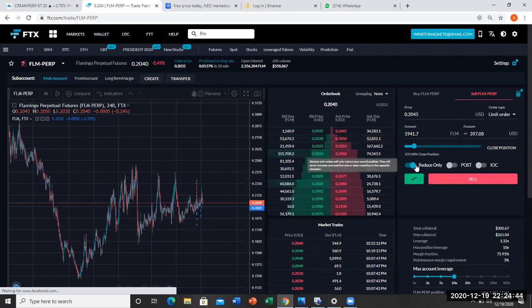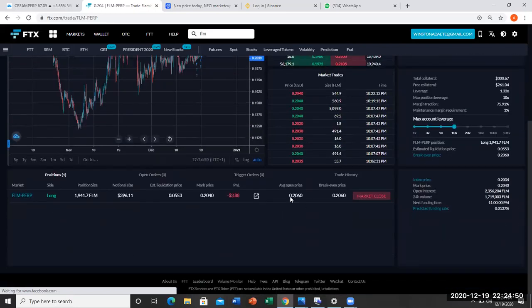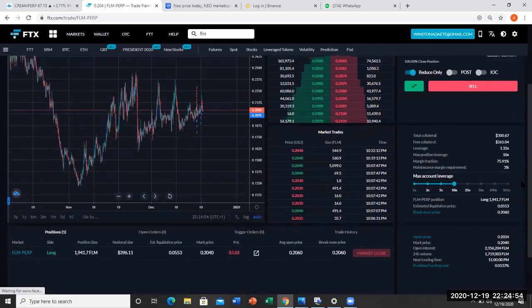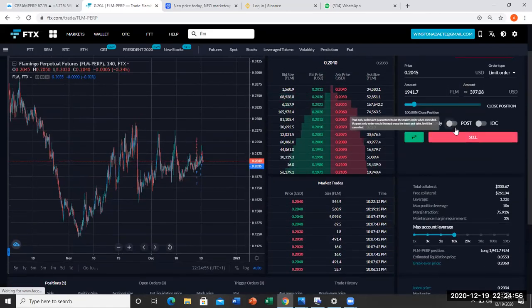Now, this thing is put on reduce. Why is it reducing? Because this order is sent to reduce this position to 0. It is a reducing position. If I were to put it on post, it can't even be on post, but if you were to put it on post, it means you want to post the order. You want to take a new position. For you to take a fresh position, it will be on post.